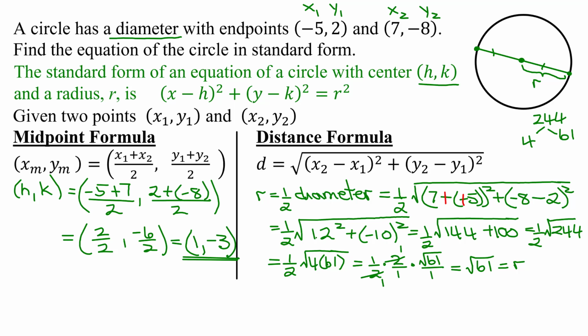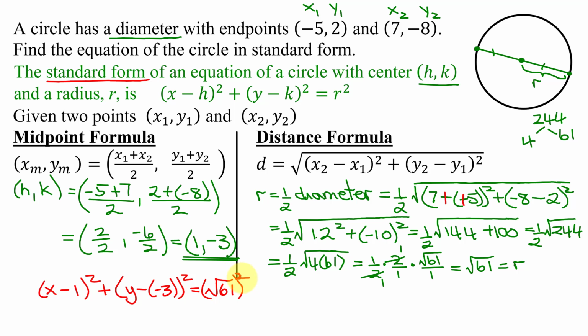Now I'm ready to write the equation in standard form. So it's going to be x minus h, so that's x minus 1, all squared, plus y minus k, k is -3, all squared, equals r squared, and r was the square root of 61. So it's the square root of 61 all squared.